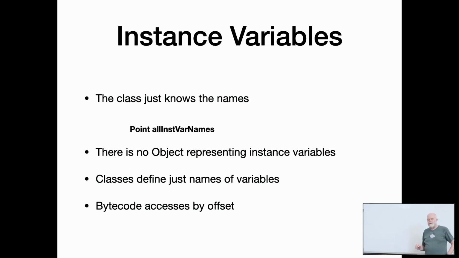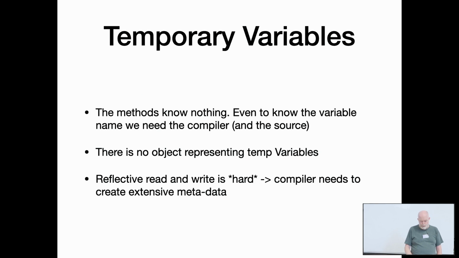Instance variables, it's worse, as we said, it's just a list of names. There's no object that represents the variable at all. It's just a name in a list, nothing else. And everyone just accesses it by offset. And temporary variables are not modeled at all, because the compiled method object does not even store the names of the temporary variables. So if you want to know anything about variables on the level of the method, you need to either compile your source code or decompile. No, decompiling doesn't work. So you need the source code to reason about temporary variables because the only place where the name is stored is the source code.